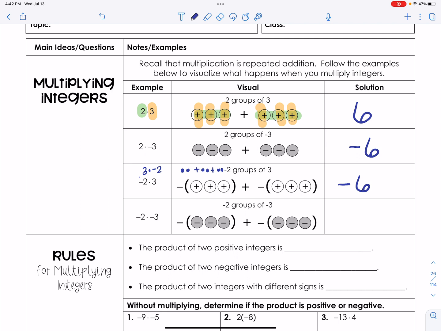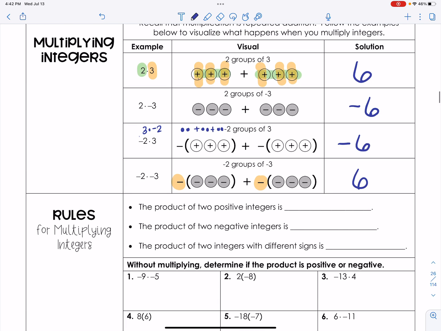Okay, the last one is the hardest one to see. So you're having negative groups of 2 groups of a negative 3. All of those negatives are going to turn into positives because you're changing the sign. So you end up with a positive 6. You're going to multiply just like you've multiplied your whole life. So 2 positive integers, the answer is going to be positive. Okay, 2 negative integers, so if you look at this one right here, the answer is also going to be positive.